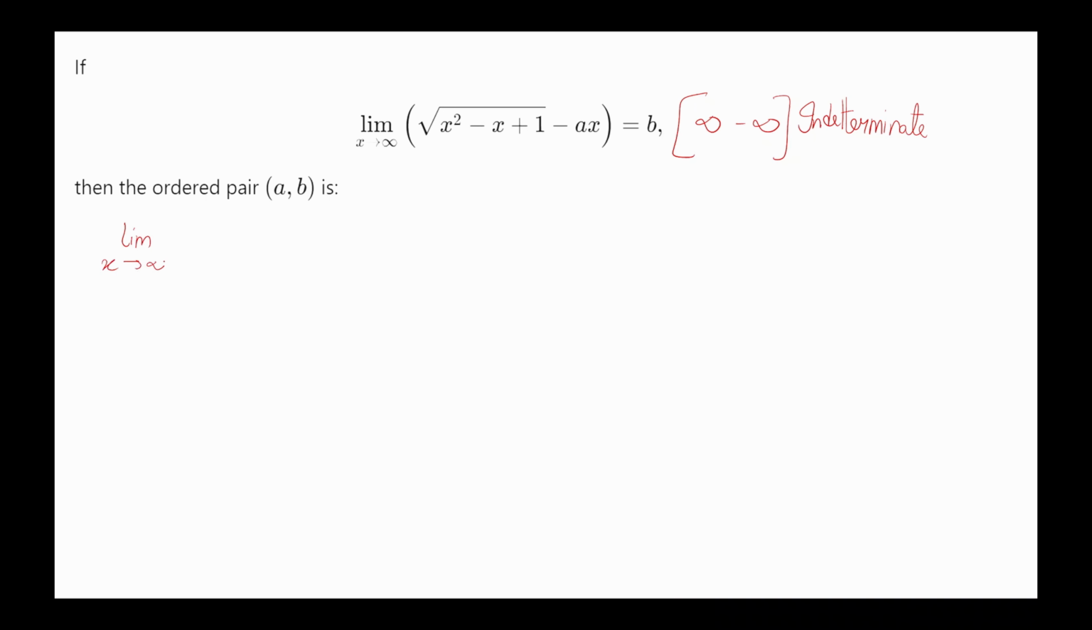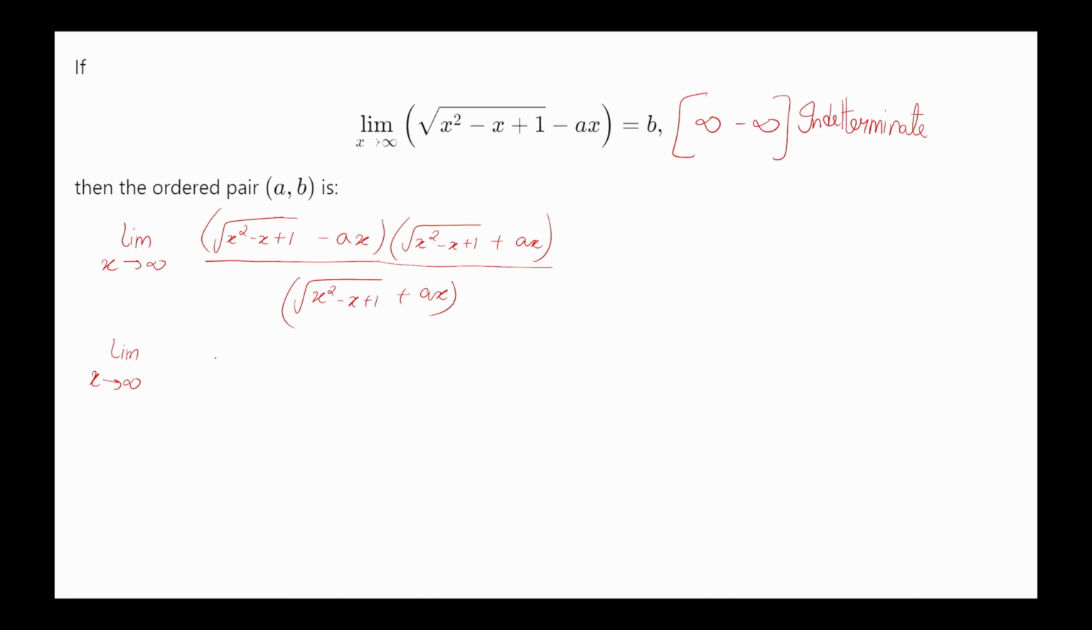We would get limit x tending to infinity, root under x square minus x plus 1 minus ax upon, what are we going to do? We are going to multiply the numerator by root under x square minus x plus 1 plus ax and divide by this same function as well. So basically we are trying to rationalize this function. From here, what are we going to get? Limit x tending to infinity. In my numerator, I would basically have x square minus x plus 1, and minus a square x square, upon root under x square minus x plus 1 plus ax.